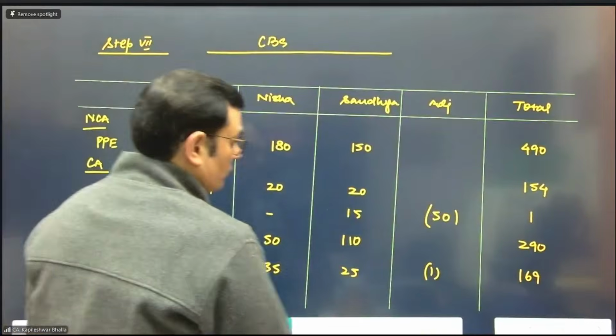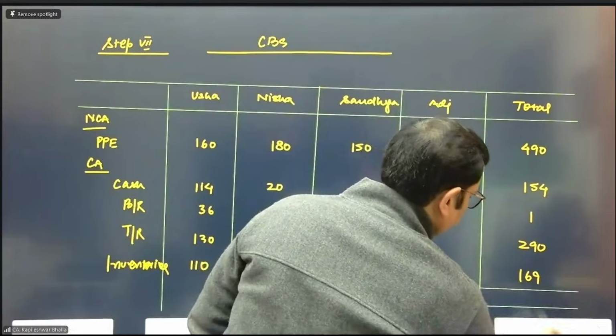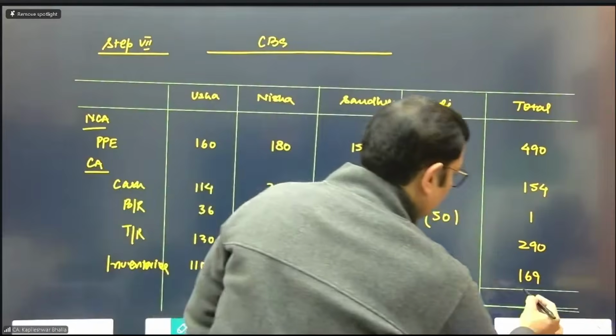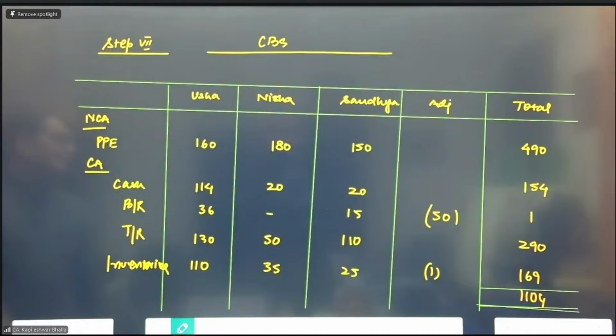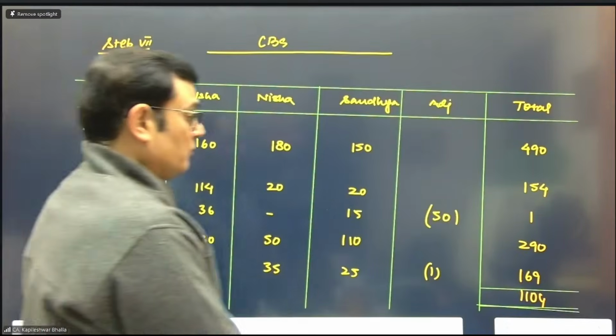So this should give me the total of the asset side of the balance sheet. 1104. Okay, so this is on the asset side. Along the same lines, we will prepare the liability side as well. Let's go to the equity and liability.